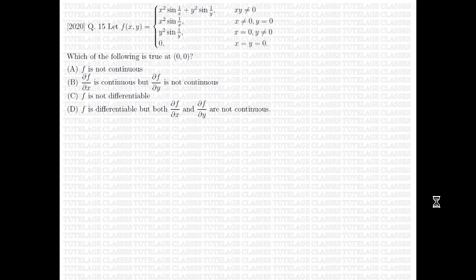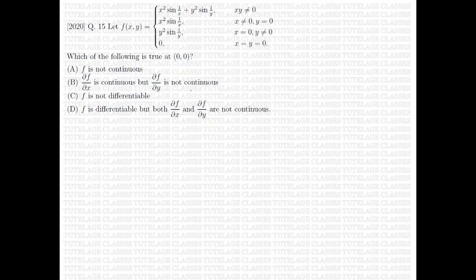This is a question from multivariable calculus. We are given a function in two variables. We need to choose the right option at the origin. At first sight of the function, we can see that the function is symmetric in x and y. That is, if we interchange x and y, we will end up with the same function.